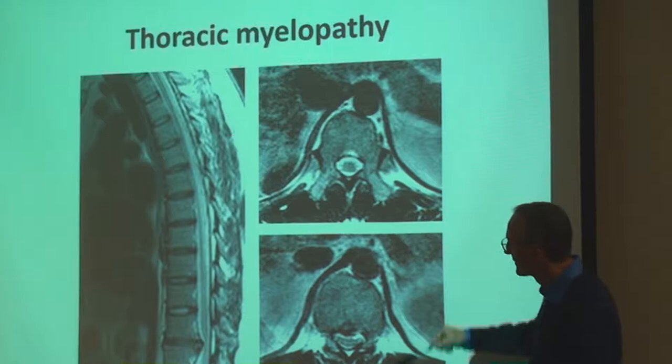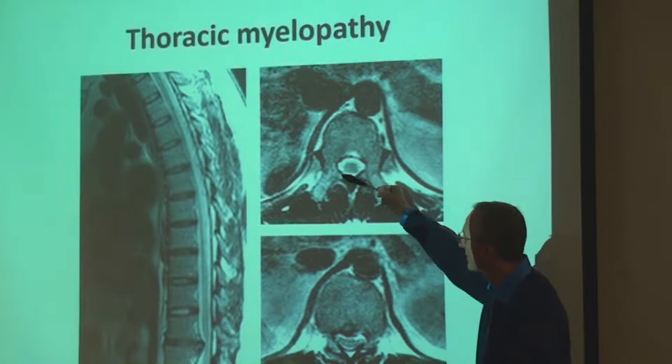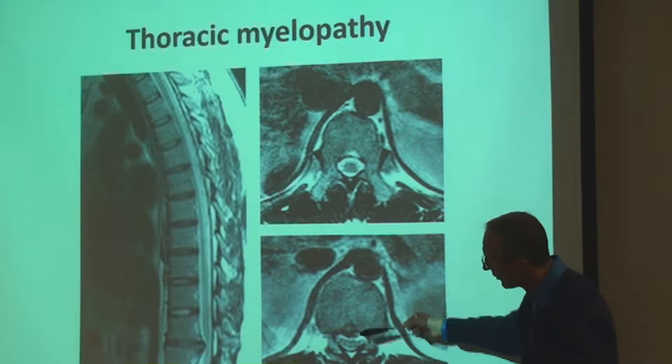On this upper image is the normal anatomy with the spinal cord inside, surrounded by the cerebrospinal fluid. And on this image, we see a significant deformation of the spinal cord due to the disc herniation.